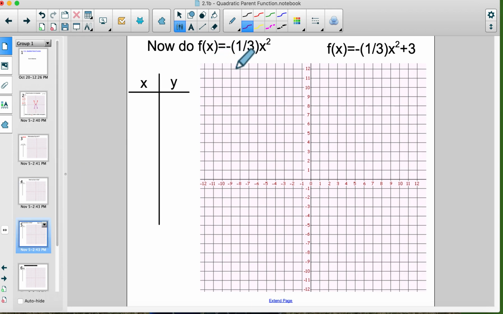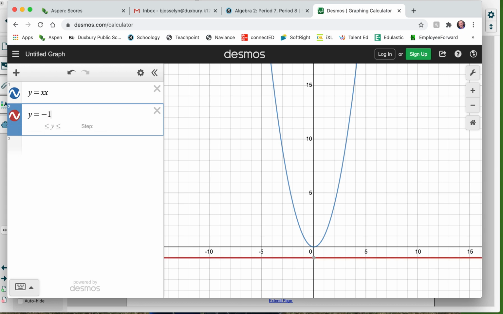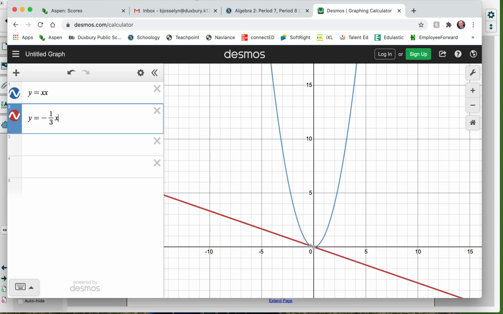Let's throw a couple other ones at it. What if we did a negative and a 1/3? So -1/3 x squared. So we'll go y equals -1/3 and then x squared.